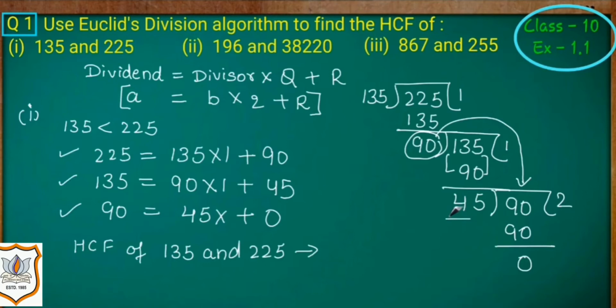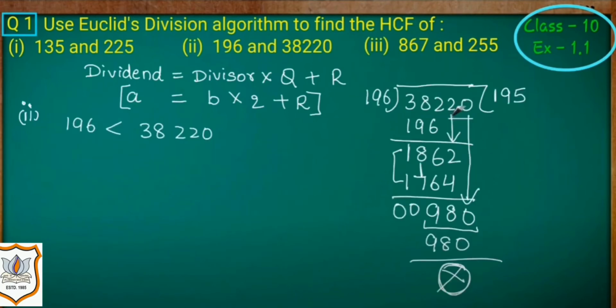So we have performed 3 division steps. First, 225 equals 135 into 1 plus 90, then 135 equals 90 into 1 plus 45, and last, 90 equals 45 into 2 plus 0. So the HCF of 135 and 225 is 45.